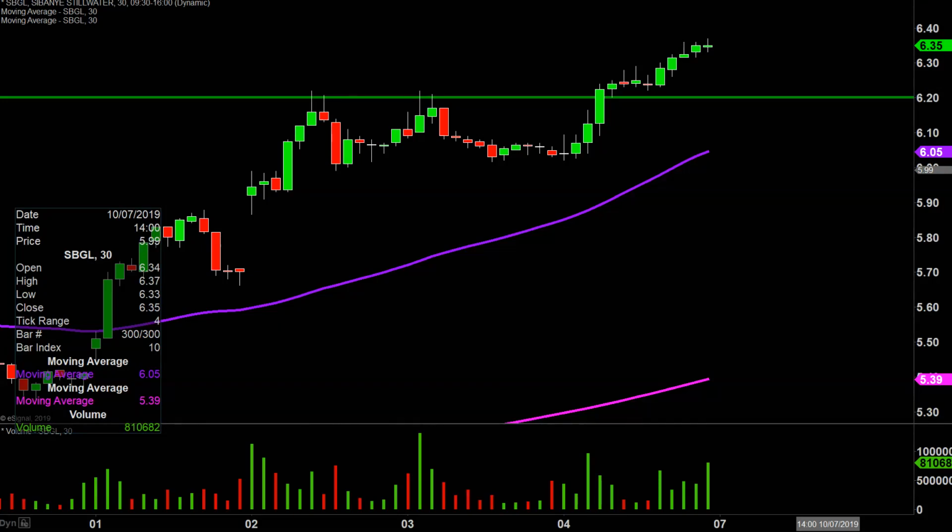With that being said, though, it's not like if the price falls below 6.20, then that implies that the entire chart is destroyed or ruined or anything like that. But yeah, if the price could manage to stay up above that level, that would definitely be a massive sign of strength going forward.